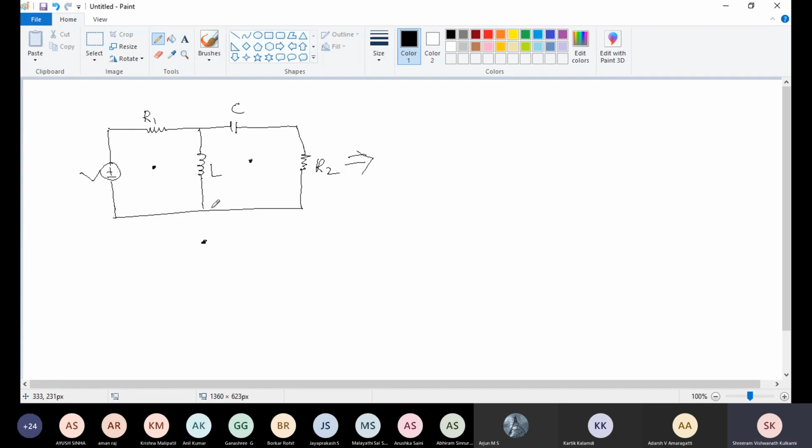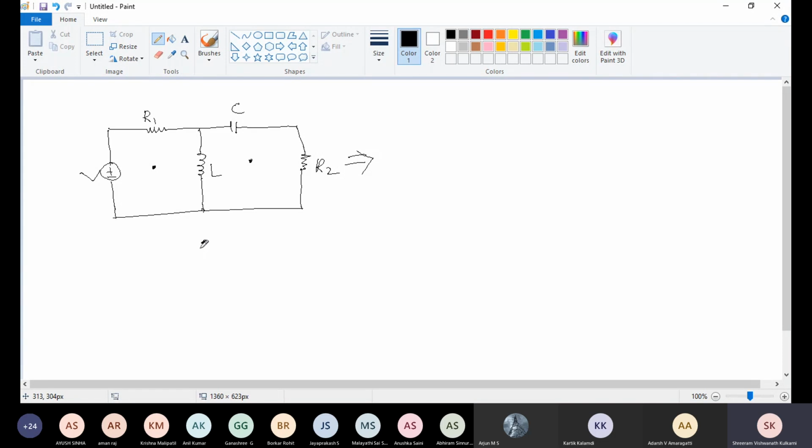Okay, place a node inside the loop. Two loops are there, so two nodes I'm placing. If three loops are there, three nodes we are going to place. Then one node outside. This is my reference node. This is my base node. This is my datum node. All three are the same: datum node, reference node, base node.